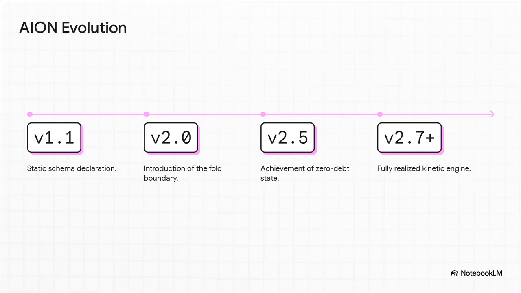If we track AION's evolution chronologically, you can see exactly how past architectural limits forced a much more fluid solution. It kicked off with a static schema back in version 1.1. Then, by version 2.0, it introduced this idea of the fold, a totally new way of looking at boundaries. Version 2.5 achieved what they call a zero-debt state, effectively killing off memory bloat. And that brings us to version 2.7 and beyond. The fully realized kinetic engine. Literally every step was about shedding static weight to become more dynamic.